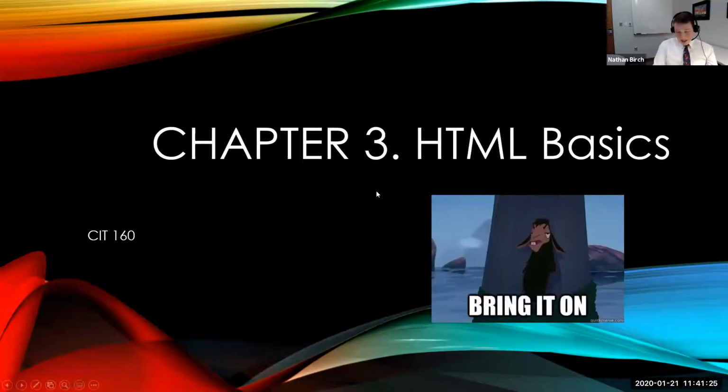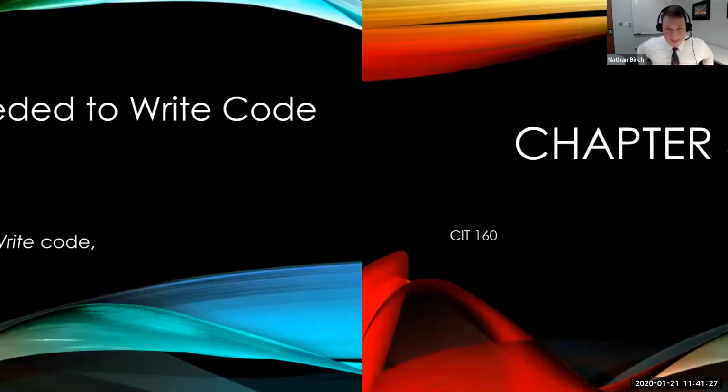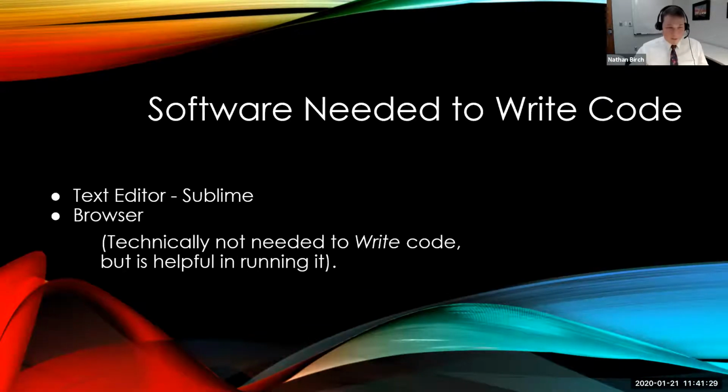All right, chapter 3, HTML basics. Now, if you've never seen HTML before and you start looking at it, you might be a little overwhelmed, thinking, what on earth is this? Again, software needed to write your code: you'll need a text editor, Sublime or VS Code, and then a browser. This entire semester, I will be using Google Chrome, and I highly recommend that you use Google Chrome, especially when we start getting into debugging JavaScript code. That's when it'll be really important that you have Google Chrome up and running.